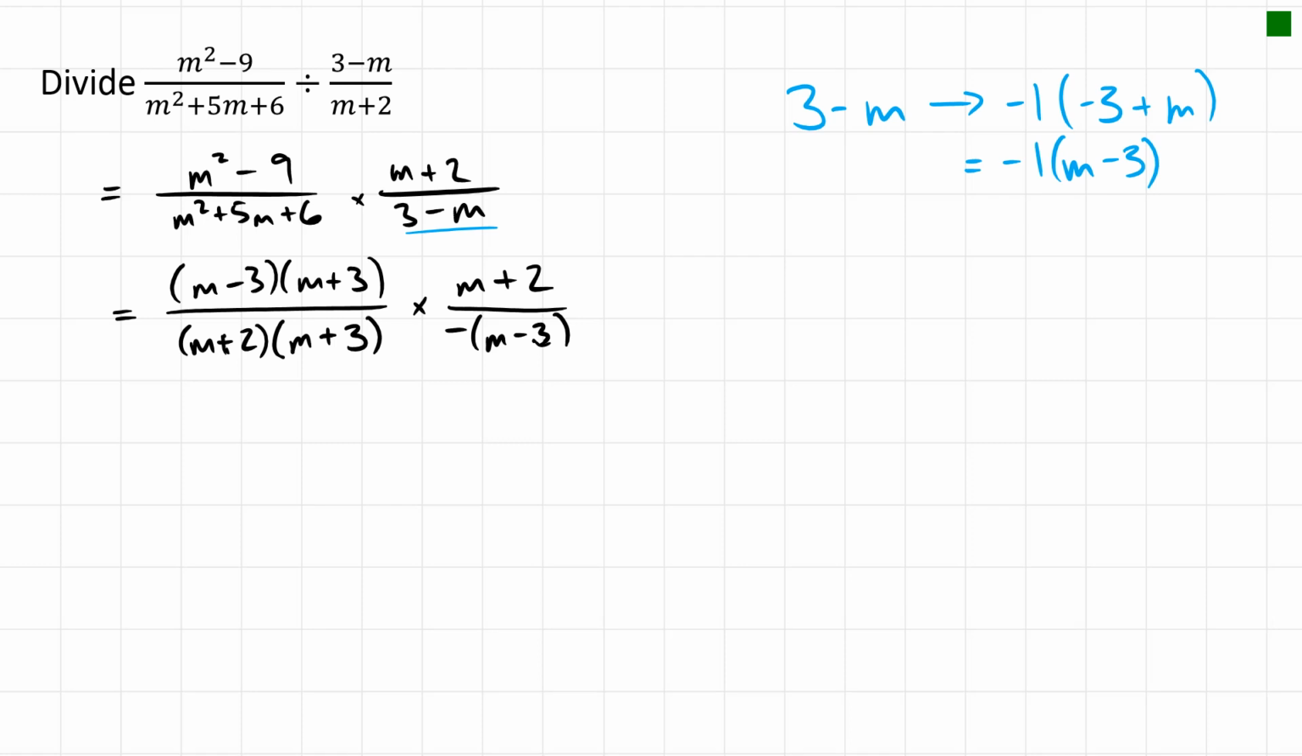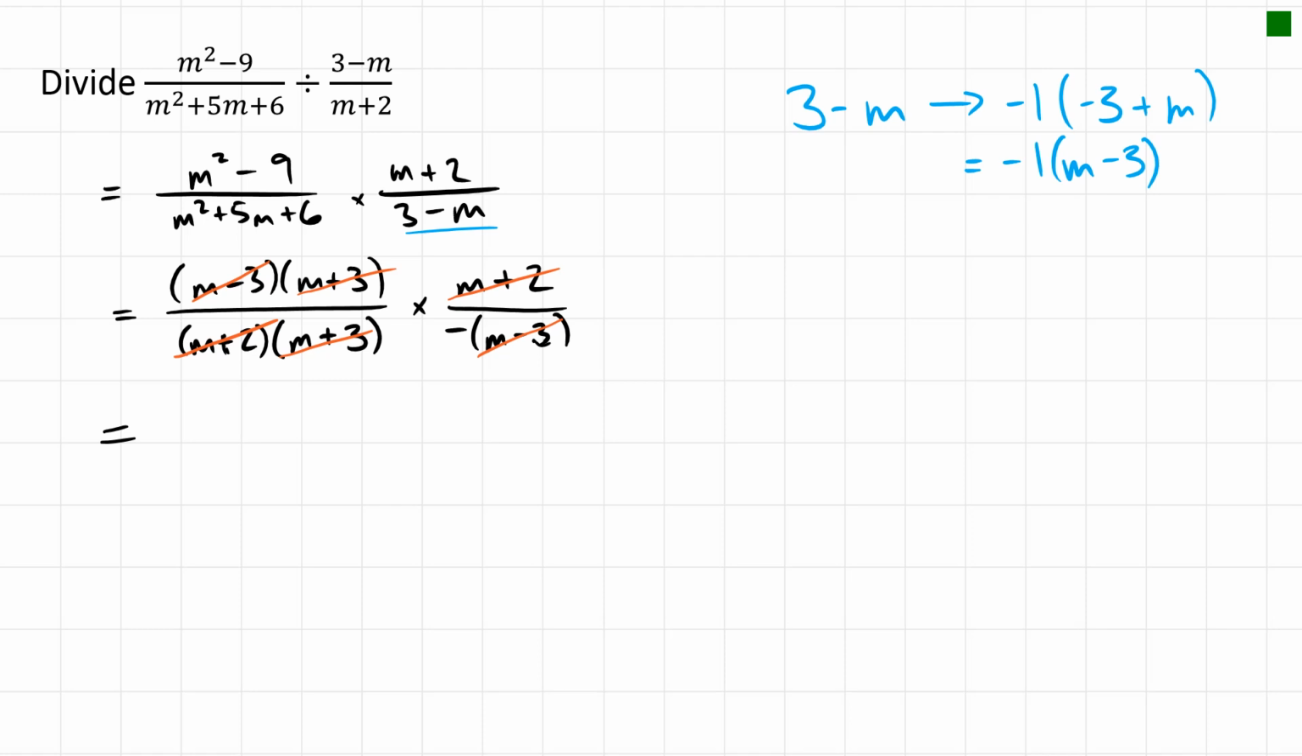So let's see what I can cancel here. Well, I can cancel that m minus 3 and that m minus 3. I can cancel this m plus 2 and that m plus 2. And that's it. Oh, actually, I can also cancel this m plus 3 and this m plus 3. So what does all that leave me with?